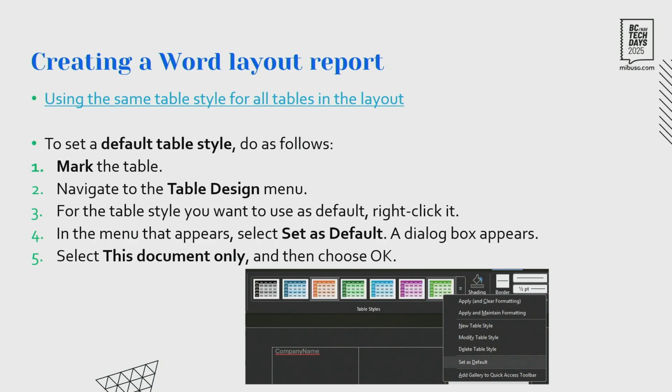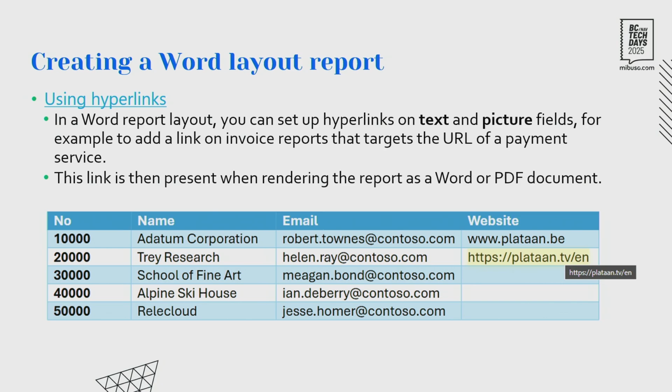A few other things. If you're going to use styles for tables, you can right-click on a style and you can select a default, which is applied on any table that you will have in your Word layout. Hyperlinks, that's also something that you can use.